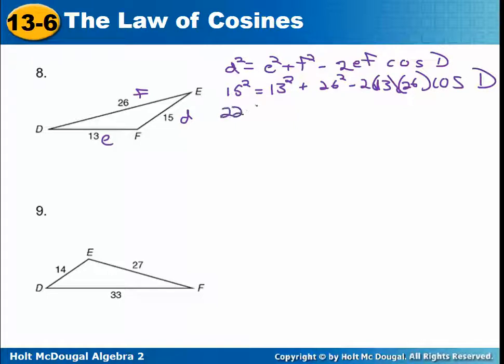So 225 equals 169 plus 676. And then 2 times 13 times 26 is 676. Wait, what is 26 squared? This was supposed to be 676 here. And then this also equals 676 cosine D. And then I'm going to add these two together. 169 plus 676 is 845.